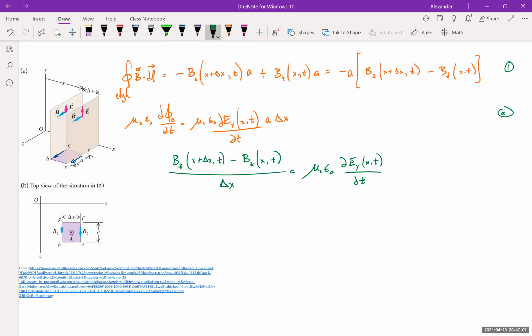Where again, in order to account for the fact that we assumed that delta X was small enough, we're taking the limit. And again, we have the partial of B equal to mu epsilon partial with time.